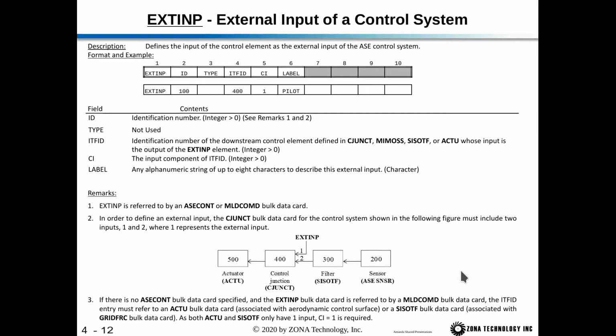So we have a C-junct card. Well, first let's see, we have a sensor, we have some sort of filter or control element, and then we have an actuator. Meanwhile, we want to add in the external input. So this could be like a pilot input command supplemented or augmented by some sort of filter or control system. So the way we do that is define a C-junct card, which is the control junction element, and this could add, for example, the first and second inputs and feed that to the actuator. So for this card, the ITFID is 400, and then CI is 1.